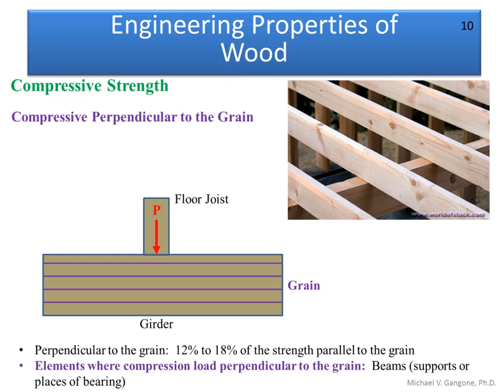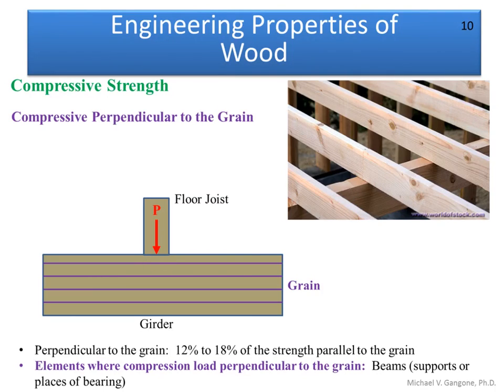Another thing you might see a failure would be compression perpendicular to the grain. So a good example of this is if I have a girder and then I have a floor joist that rests on top of it, as you see over here, then this point here where the joist intersects or is in contact with the wood is creating a compressive force that's perpendicular to the direction of the grain. Okay, so you're going to create some type of an indentation, so to say, around this particular point.